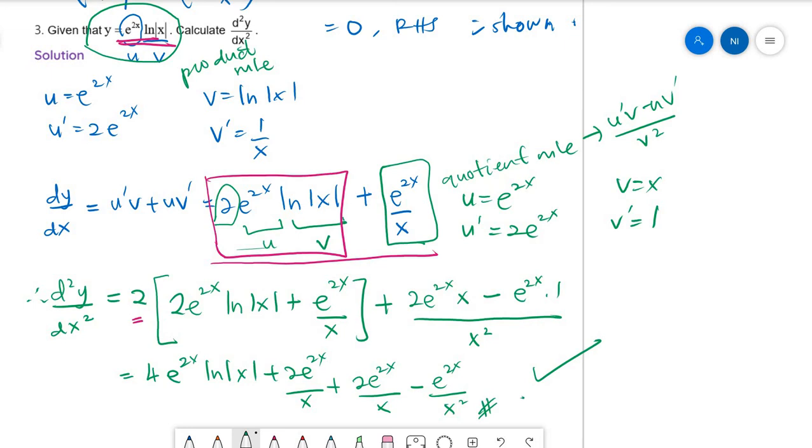That's it for higher derivatives. Make sure you polish your differentiation for all types of functions, and also the product rule and the quotient rule. Thank you.